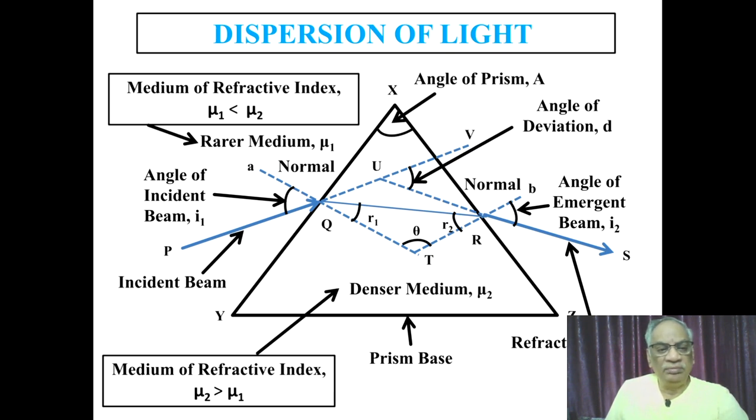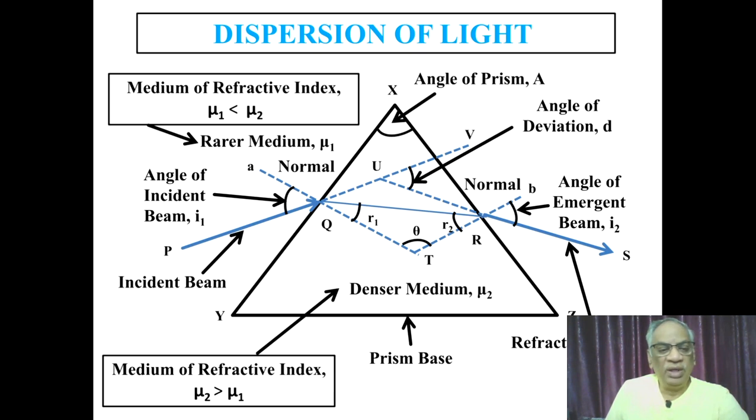Let a ray PQ enter the surface XY and emerge out from the other surface XZ as the ray RS. The medium within the prism of glass material is denser as compared to the outside medium, air. Angles made by the beams at the XY and XZ surfaces are measured with reference to normals drawn to the respective plane surfaces, like TA and TB as shown in the figure.